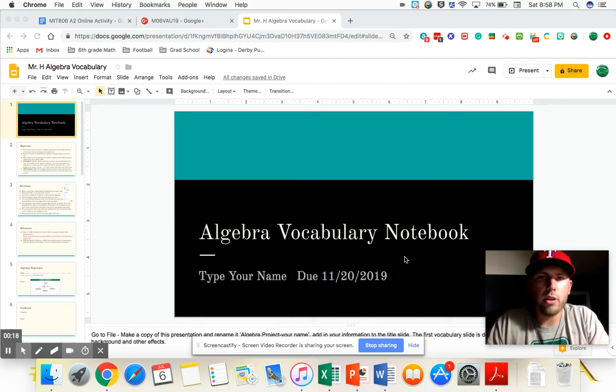Through our algebra unit, there's a lot of vocabulary that goes along with all the equations and expressions and everything involved in the unit. So my goal for this is to introduce the definitions before our unit so students can have a little bit of prior knowledge before we go back through and individually break it down. So, what I would have my students do, let me get into here.